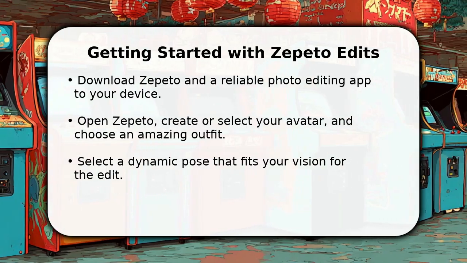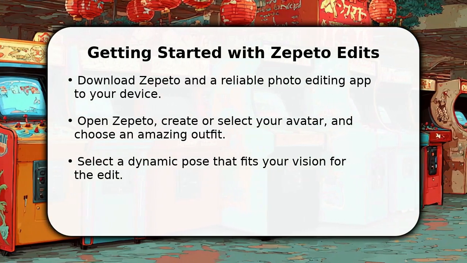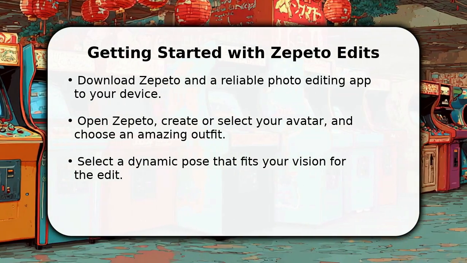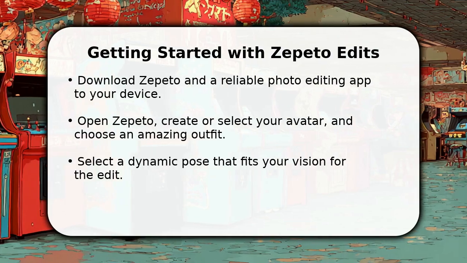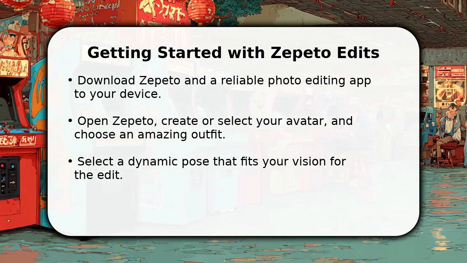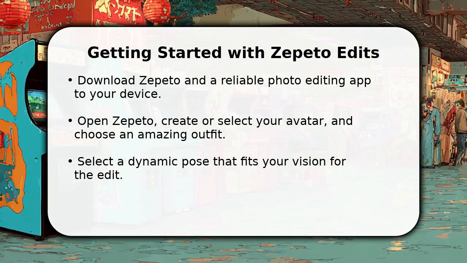In this video, I will explain how to make a Zepeto edit. First, ensure you have the Zepeto app and a good photo editor installed on your phone. Open Zepeto, create or select your avatar, and then choose an amazing outfit and a dynamic pose.